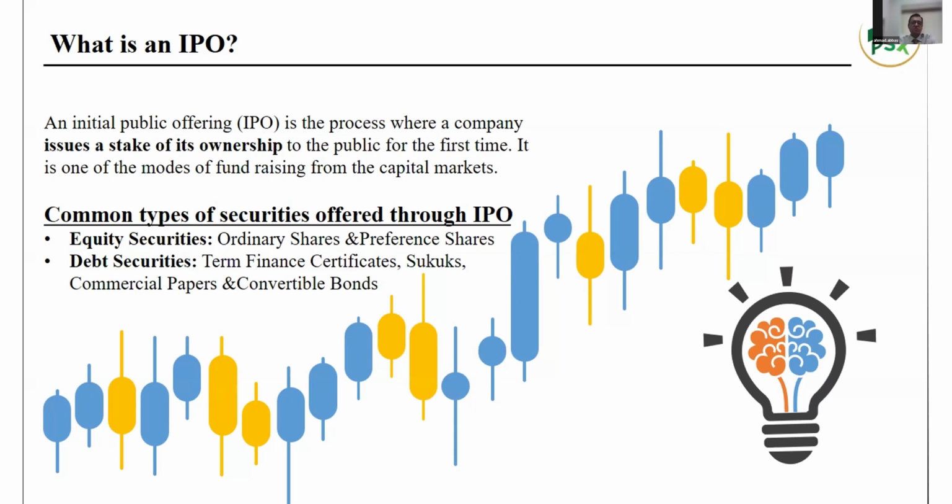Common types of securities offered through an IPO are, number one, equity securities, which are ordinary shares, and then there are preference shares, and then debt securities, which include TFCs, sukuks, commercial papers, and convertible bonds. So there are two types of public IPOs you can go into, equity as well as debt.